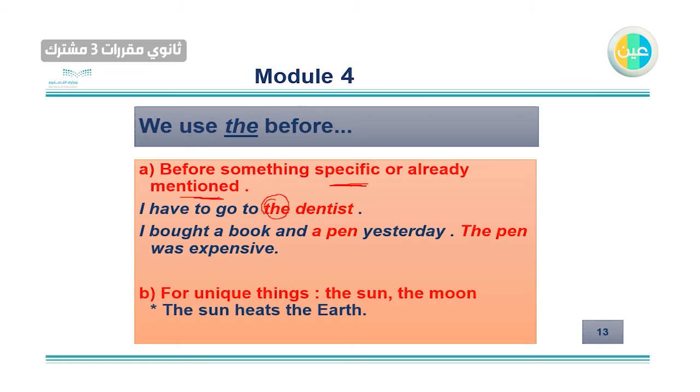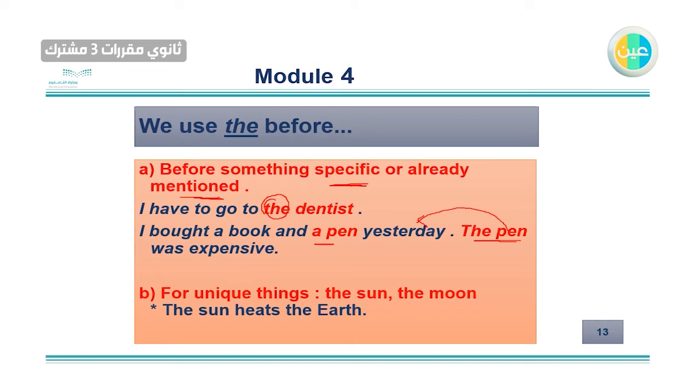Look, this is the first time, so "a pen," yesterday, anyone. But here "the pen": I say "the" because it's a specific one, the one that I chose before, or I talked about before. So here we mention it for the first time, then something mentioned before, so it becomes "the pen was expensive."